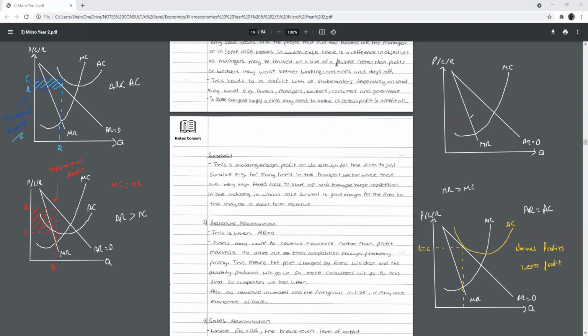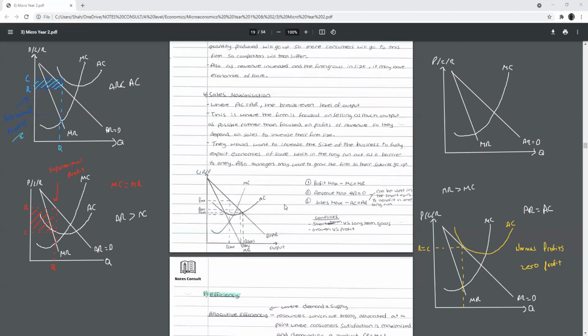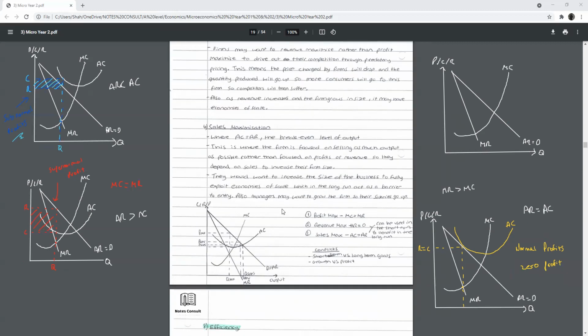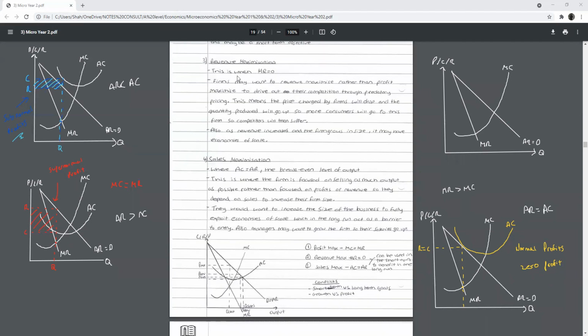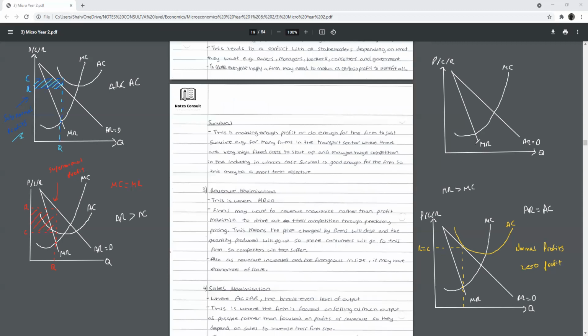So what curve am I missing here? My average cost curve. My average cost curve here doesn't really matter too much. Let's see, where did I draw it before? Somewhere there. So average cost, oh my God, that's terrible. Average cost somewhere here.